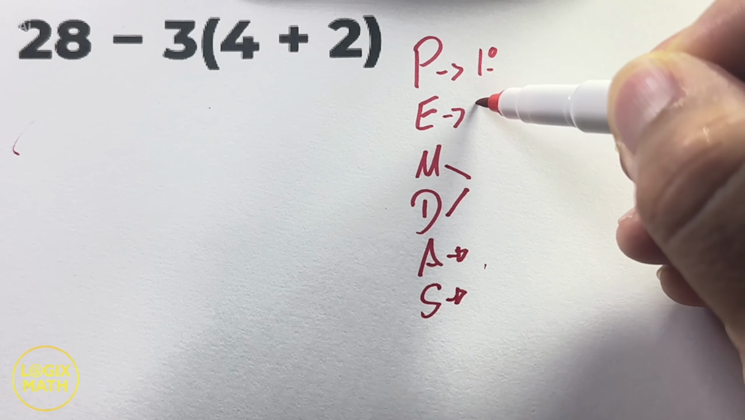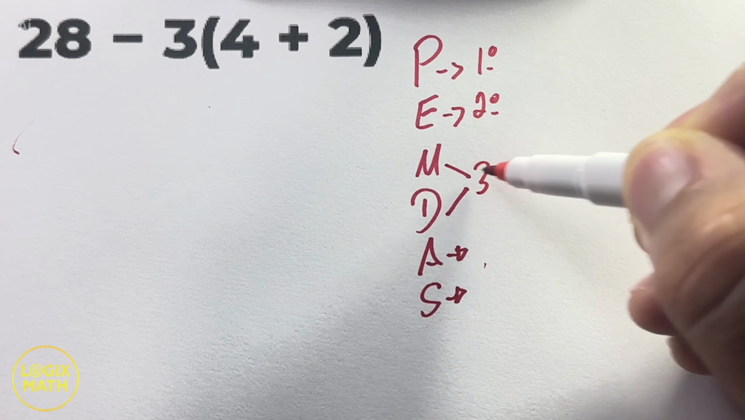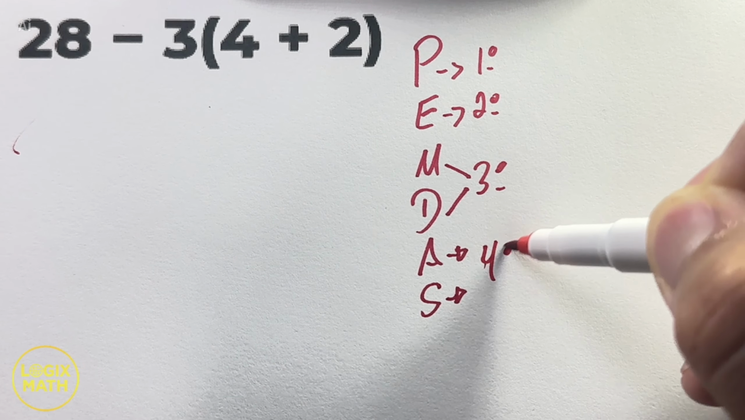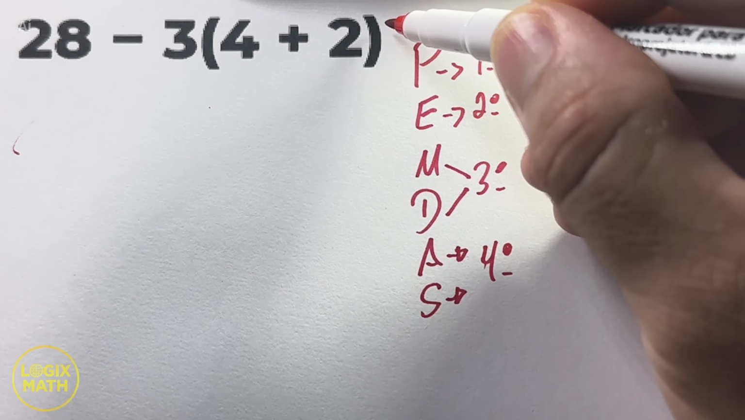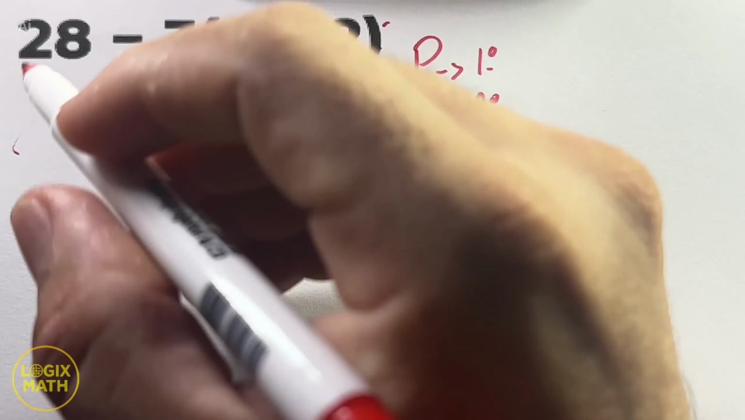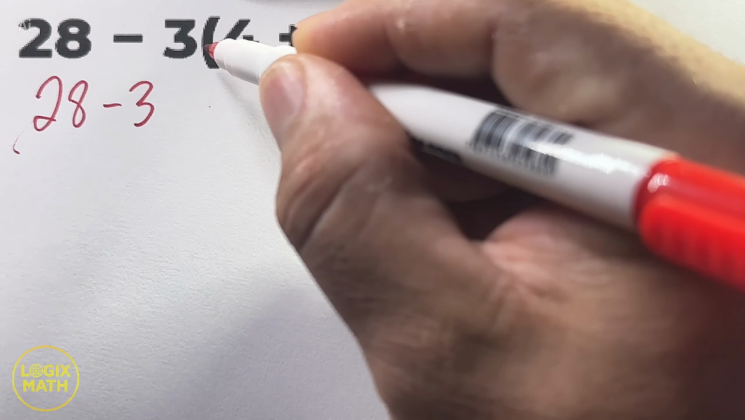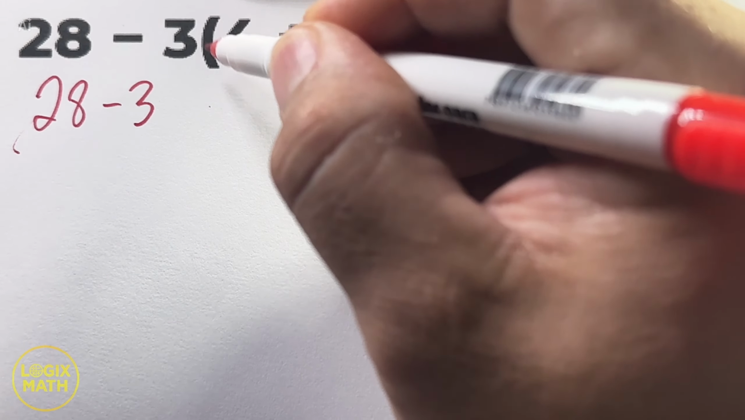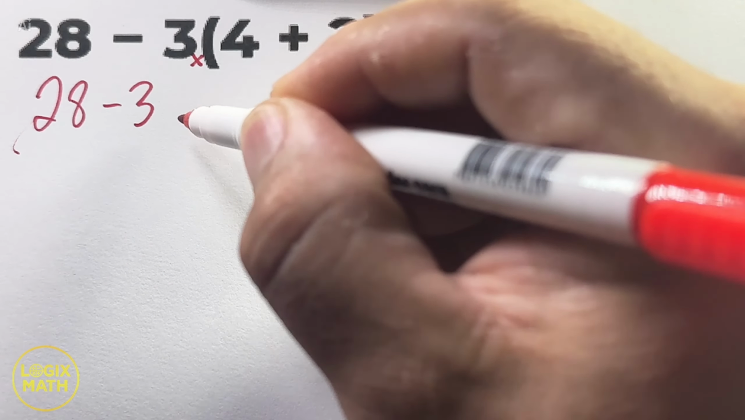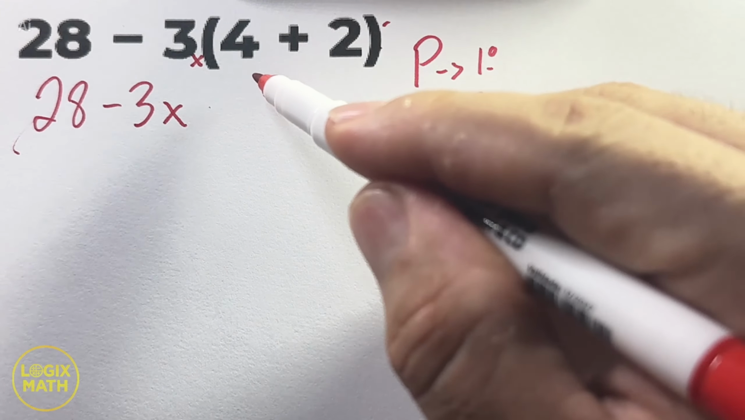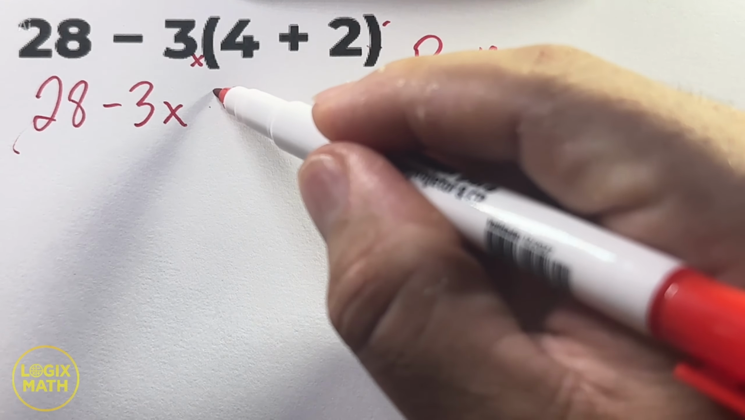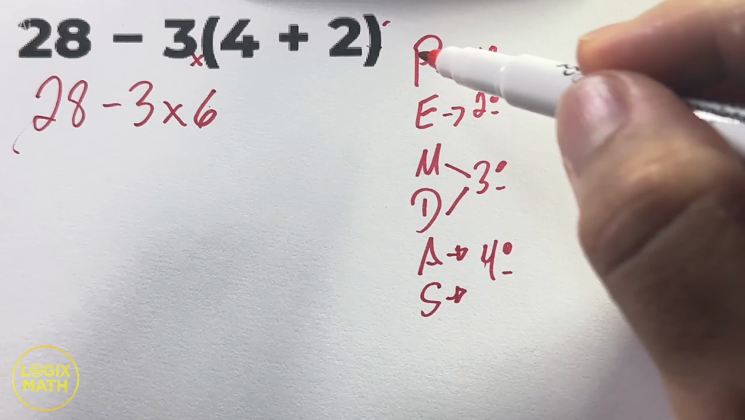First, we have to do the parentheses, if there are any, and then continue in that sequence, right? So let's go. Are there parentheses? Yes, there are. So first, we will do the parentheses. We will repeat here 28 minus 3. In this case, before the parentheses, there is multiplication. So you put the times here, and 4 plus 2 equals 6, right? Done. We've solved this here.